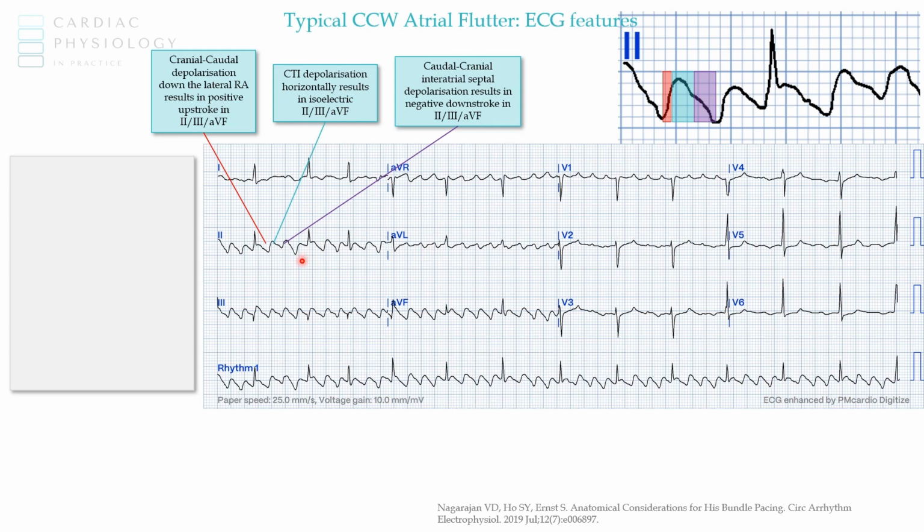Typical counterclockwise atrial flutter accounts for 90% of all typical flutter, which accounts for 90% of all flutter. So this is by far the most common type of atrial flutter you'll see on the ECG. And the ECG features of counterclockwise typical flutter are negative sawtooth flutter waves in the inferior leads, positive P waves in V1, and negative P waves or isoelectric in V6. And we'll go through why this looks like this.